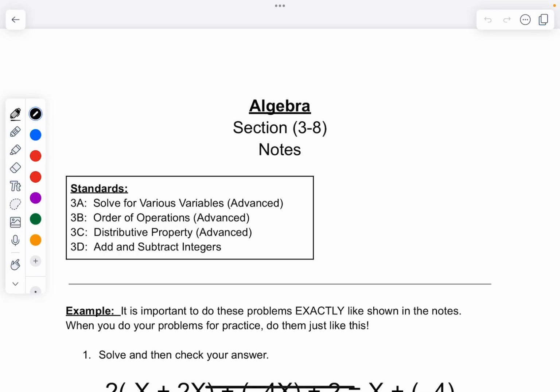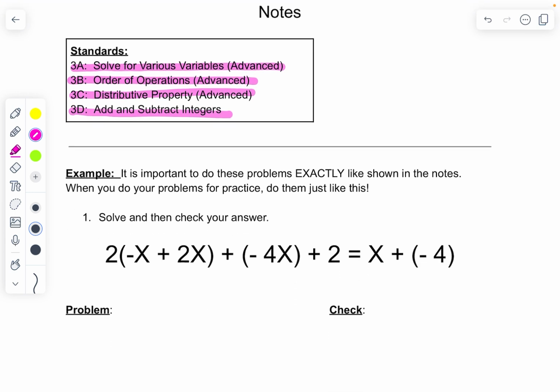Okay, this is the last section of chapter 3. You're going to notice some of the standards we're going to work on today, again, is solving for various variables, order of operations, add and subtract integers, but we're also going to add that distributive property. So let's go ahead and take a look at the first problem. We're going to write it down.